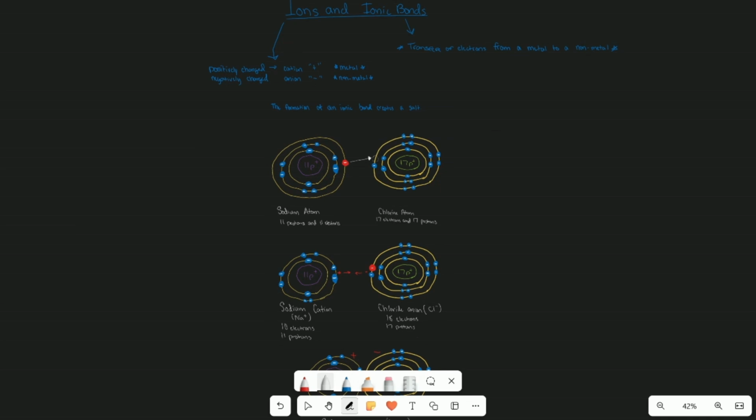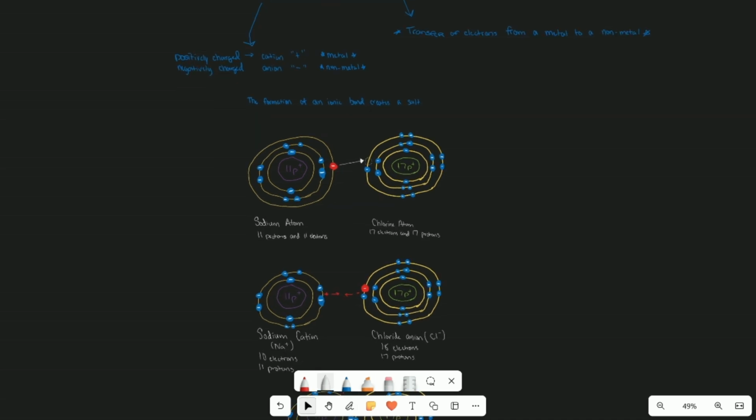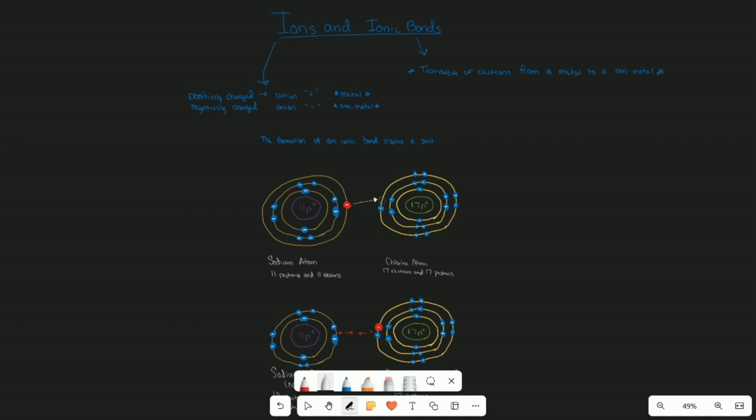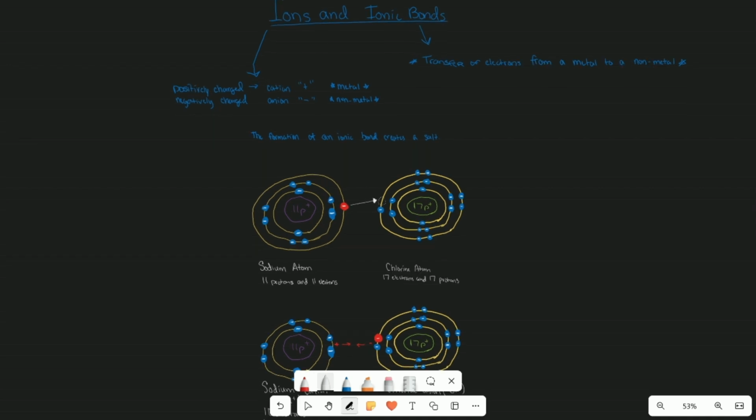All right, so today I'm going to talk about a little bit of chemistry. So you've got ions and then ionic bonds. With ionic bonds, it's literally a transfer of electrons from a metal to a non-metal. With that, that's going to create an ion. You're going to get a positively charged ion, which is called a cation.